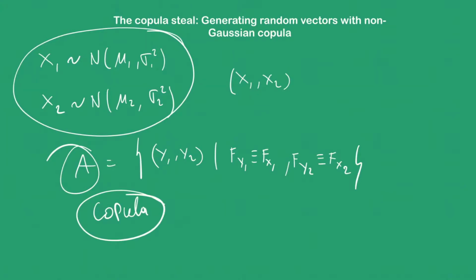And once we have fixed the marginals, we want to determine different members of A to explore the effect of the dependent structure on our modeling problem. We will consider two different approaches to see how we can generate different random vectors. We start with method 1.